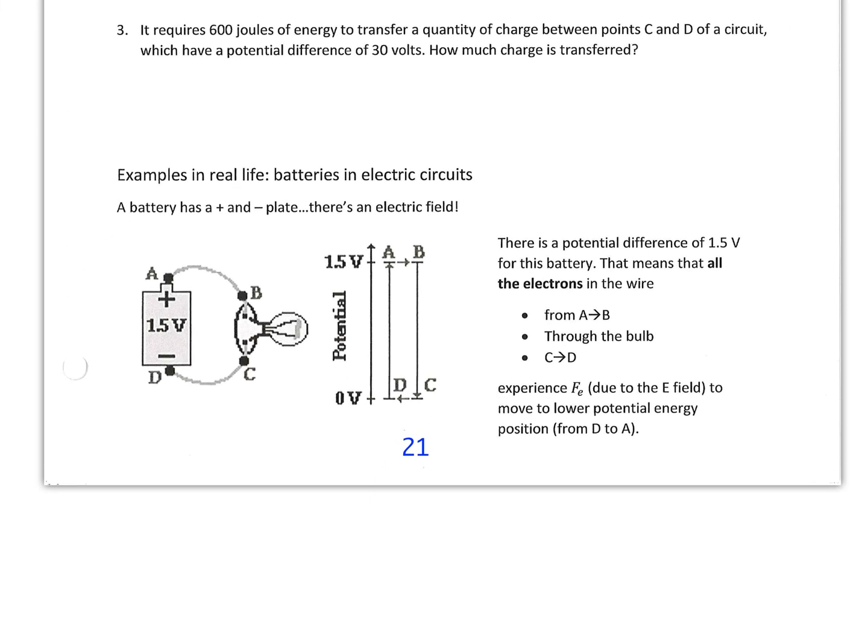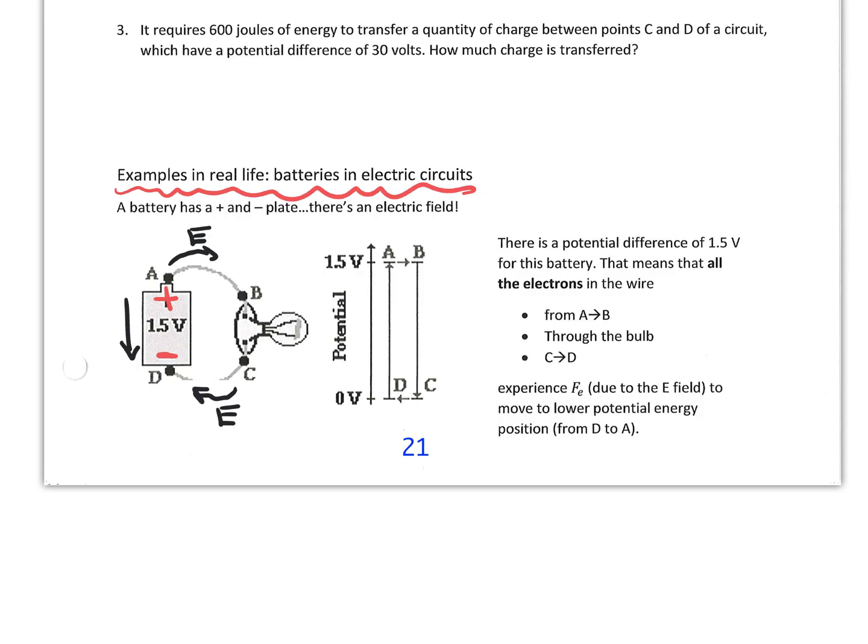So let's now talk about electric fields and circuits, a preview of where we're going. A battery has a positive side and a negative side. Is there an electric field inside the battery? There very much is. But there's also an E field that follows the wire of the circuit. And remember, E fields go from the positive to the negative. And in this case, they go right.